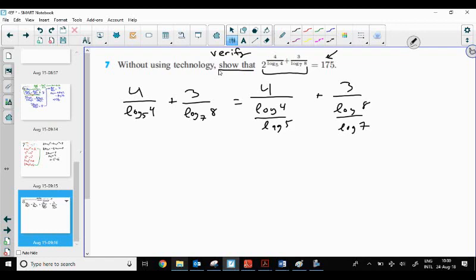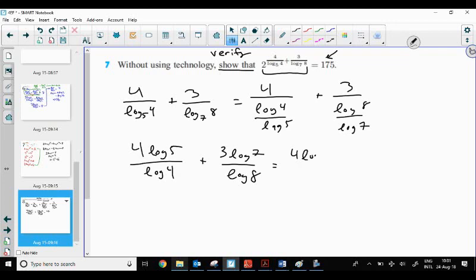And then I'm going to rewrite both of those. I don't like dividing by fractions. I would like to combine those denominators. Thankfully, both 4 and 8 are powers of 2. So we got 4 log 5 over 2 log 2 plus 3 log 7 over 3 log 2. We can cancel some things out here, right? Those 3's will go. That's going to go. That's just a 2 now.